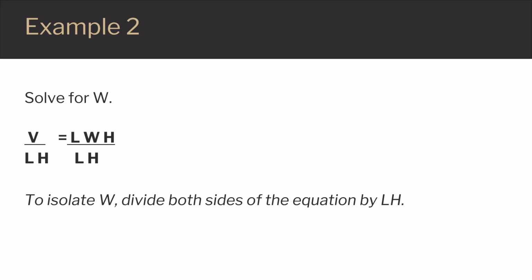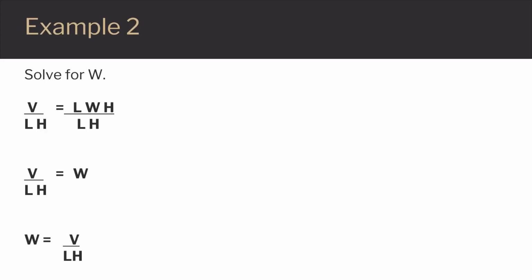We divide V by L times H on the left side, and when you divide L times H on the right side, you're left with just W, which means that we're able to solve for W. And we can rewrite that as W equals V divided by L times H.